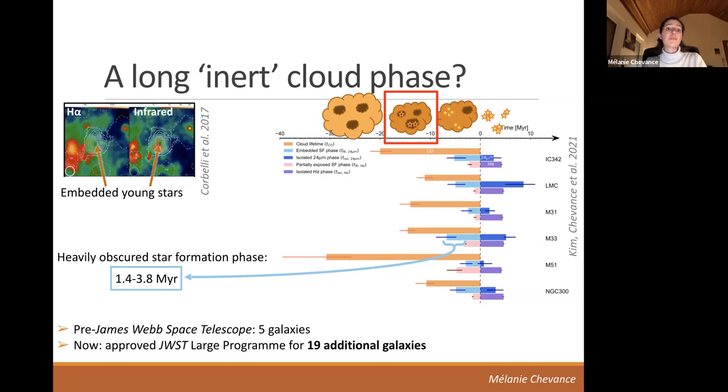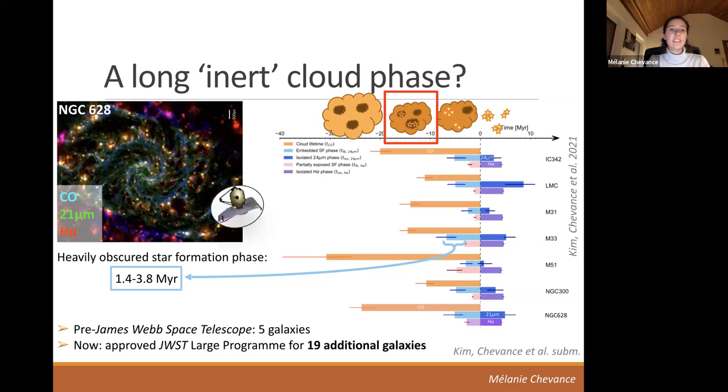But now we just got, with PHANGS, an approved large James Webb program for 19 additional galaxies. And here is the first of these galaxies. In NGC 628, we have at high resolution CO for the molecular gas, 21 micron emission tracing the embedded part of the star formation, and H alpha tracing the exposed star formation. This galaxy is much more distant than anything we've been able to do before, thanks to the huge improvement in spatial resolution with James Webb. And here again, we measure a similar fraction of the star formation that is embedded compared to the exposed star formation visible in H alpha.